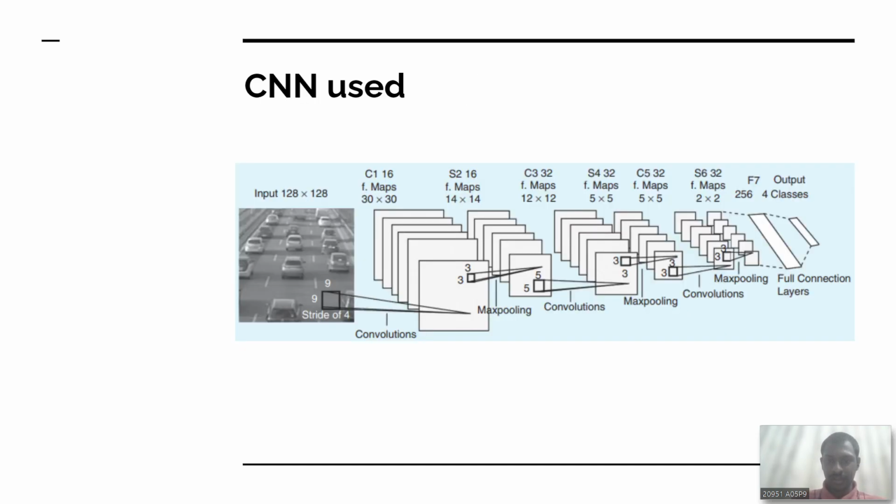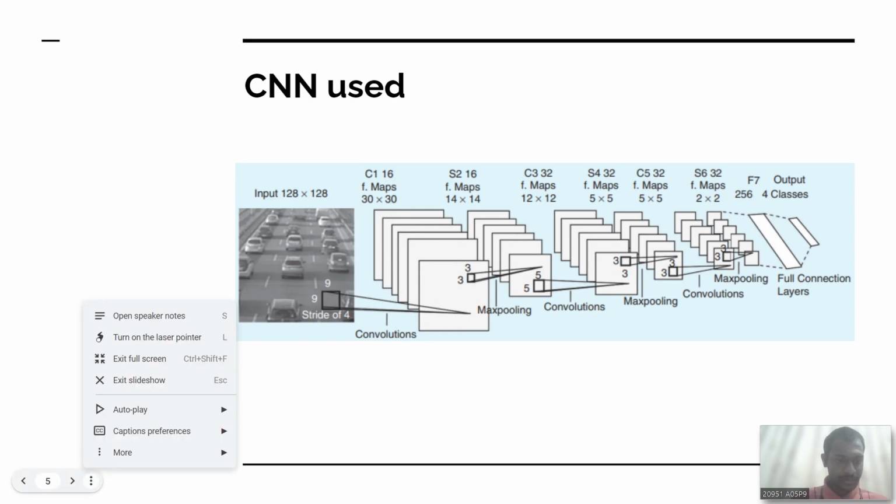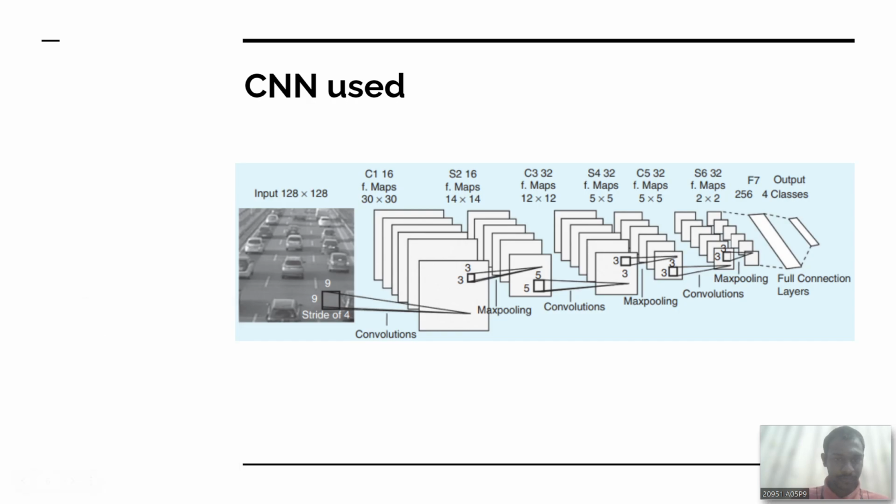Moving on, the neural network that they have used. They have taken an input of 128 by 128 pixel image size, and with the help of a kernel they have converted that 128 by 128 into 30 by 30. As I said earlier, if we take a 3 by 3 kernel, then we will be converting 9 pixels from the input into one single pixel over here.